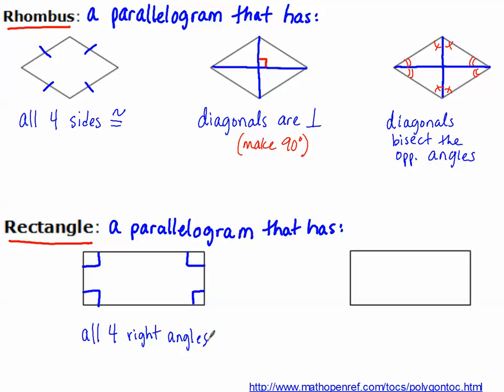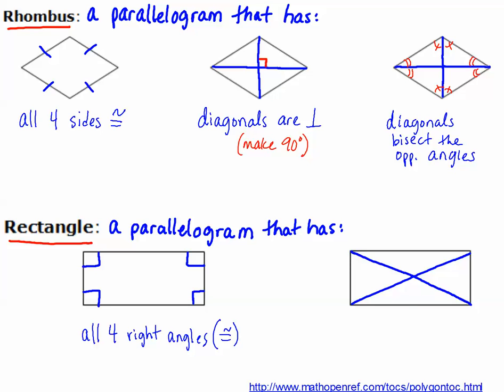They are all congruent. So all 4 sides congruent makes a rhombus. All 4 angles congruent makes a rectangle. One or the other. Either it's a rhombus or it's a rectangle. The other property has to do with its diagonals. If we draw the diagonals in this picture of a rectangle, I'm going to draw this one a little bit better. Hopefully you notice that the diagonals are the same size.